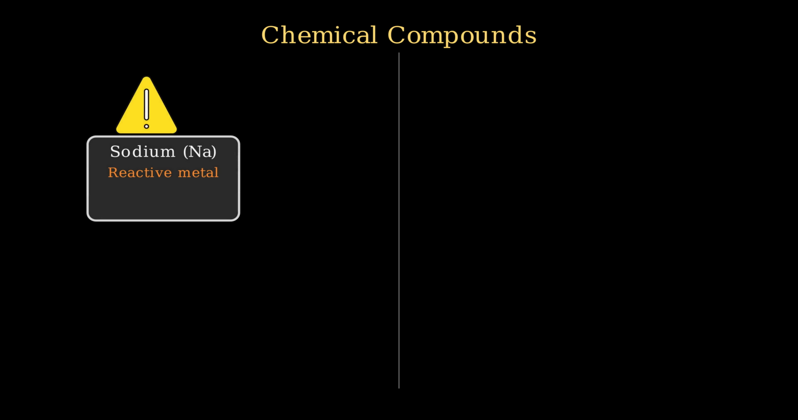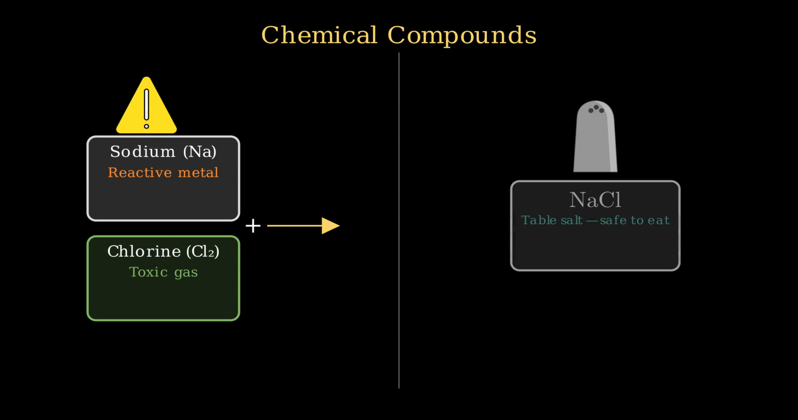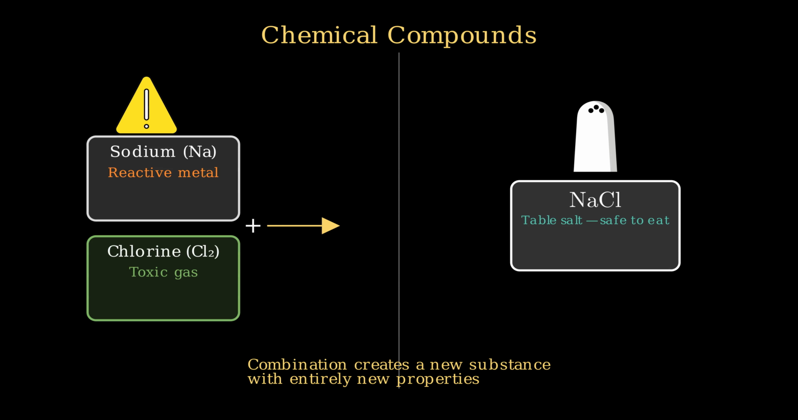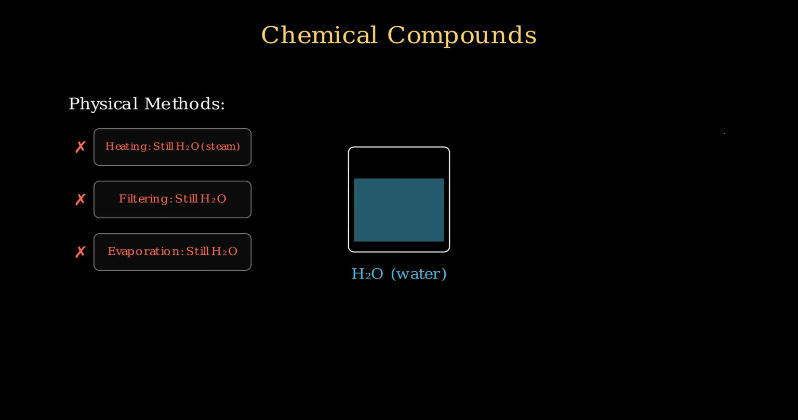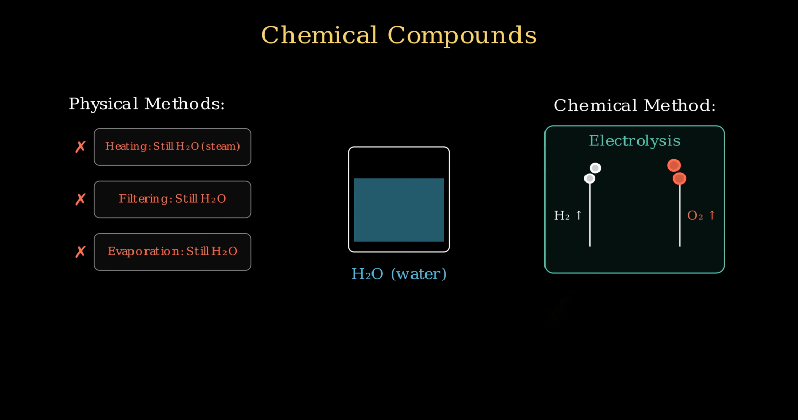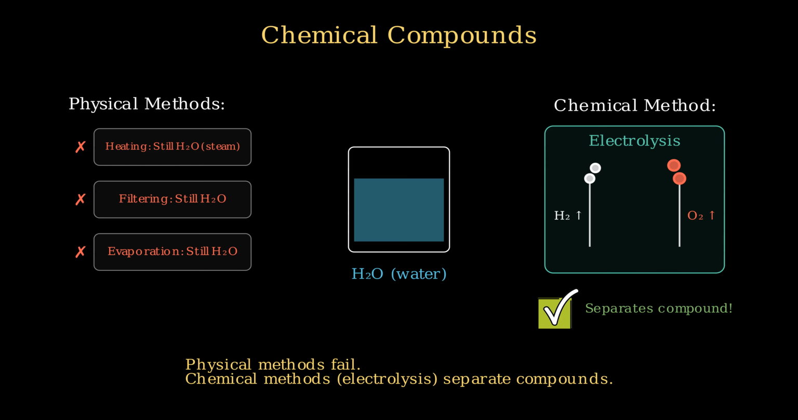Sodium is a soft metal that reacts violently with water. Chlorine is a toxic green gas, but when combined, sodium and chlorine form sodium chloride, table salt, a white solid safe to eat. Compounds can only be separated into their component elements by chemical methods, not physical methods. Heating, filtering, or evaporating water will never separate it back into hydrogen and oxygen gas.